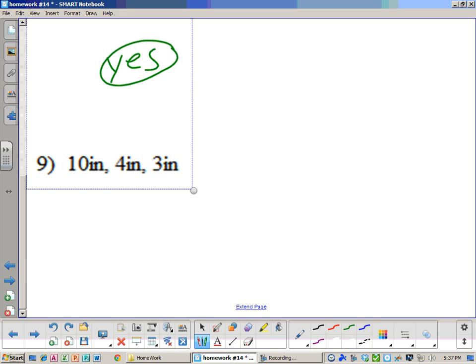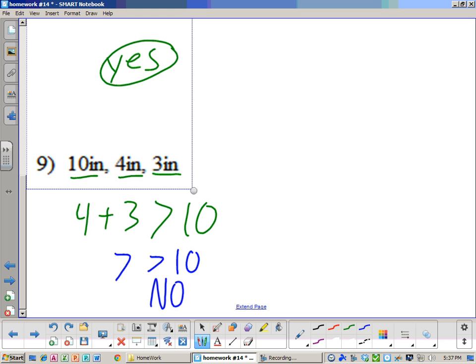Number 9. Be careful because they put the 4 and the 3 off to the side in the back. So don't add 10 and 4. You're going to add 4 and 3 and see if that's greater than 10. 4 plus 3 is 7. Is 7 greater than 10? No. So no, this is not a triangle.